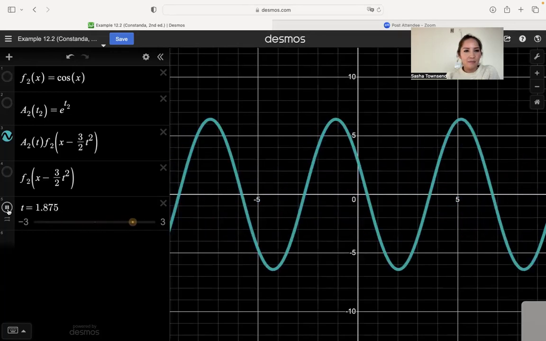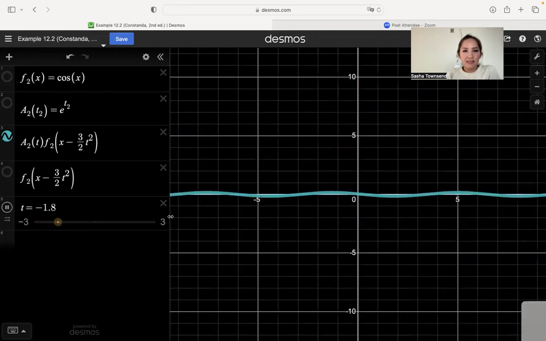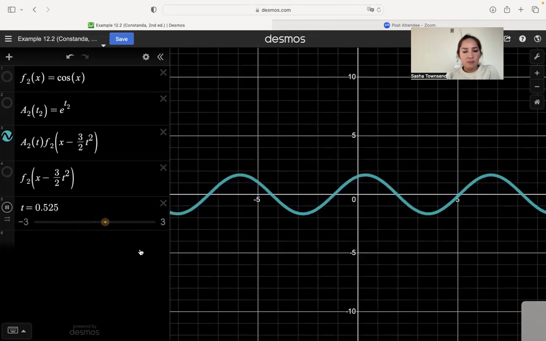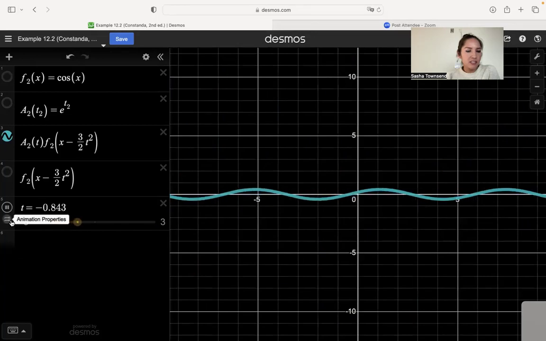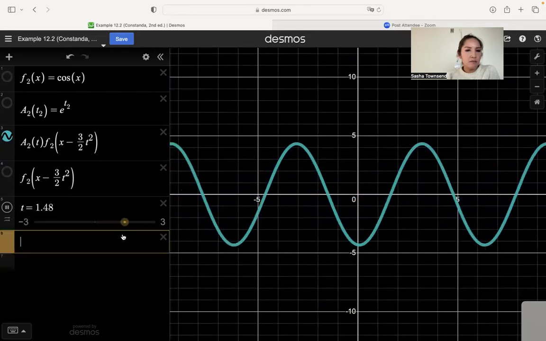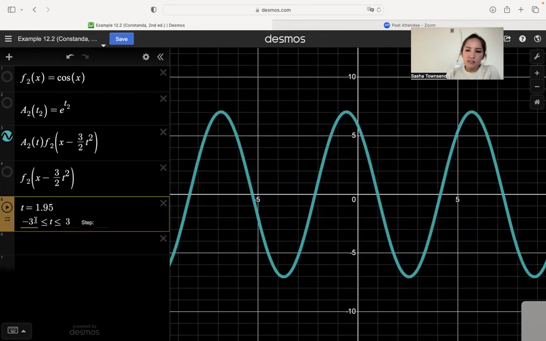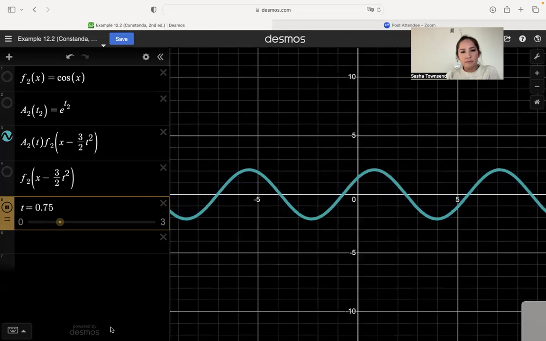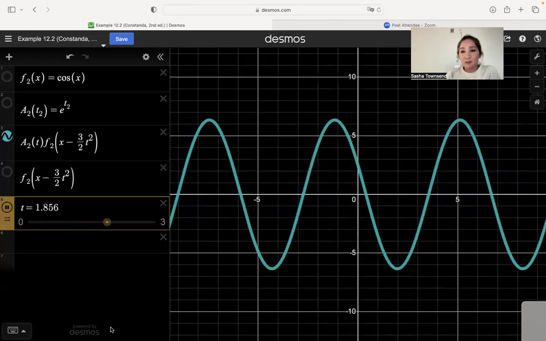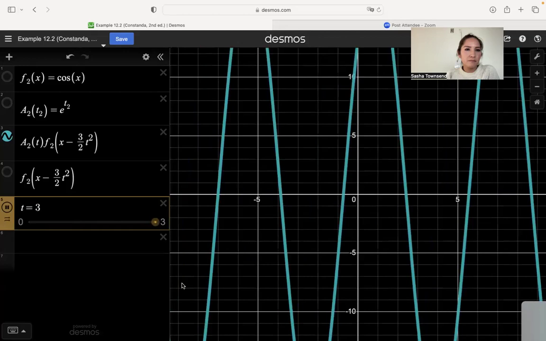It's cool looking. Now I've chosen to let t be negative, but the problem statement says we should only be interested in t positive. So I guess we could change this if we wanted to. We could start at 0. And then we would just see it growing. I think it's cool to think about t negative as well.